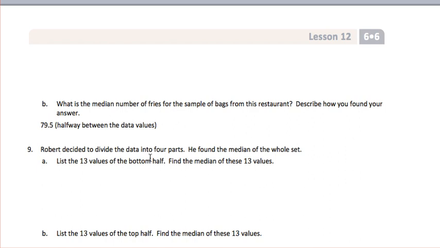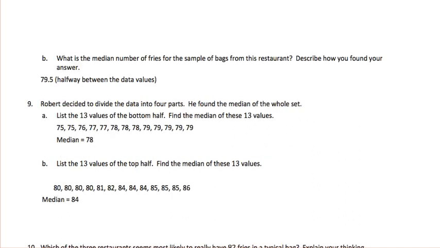Robert decided to divide the data into 4 parts. He found the median of the whole set, which is 79.5. He listed the values of the bottom half and then found the median of those 13 values and did the same thing with the top half. So the bottom half values are listed, and the median of those 13 values, and then the top 13 values are listed, and the median of those. These values will come in very handy as we start to work on box plots.